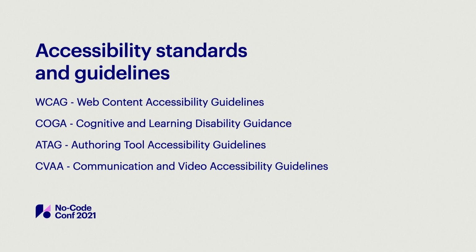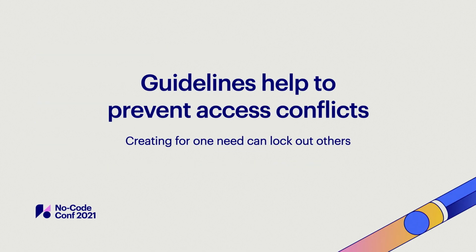Along with WCAG, there are several other guidelines, including the newly published COGA guidance for cognitive and learning disabilities, the ATAG for authoring tool accessibility, and CVAA for communication and video accessibility. The goal of all of these guidelines is to provide a way to account for the diversity of users. In addition, the guidelines help to prevent access conflicts.